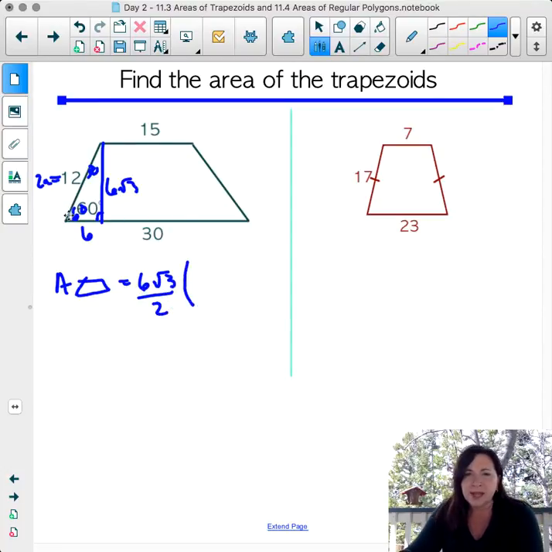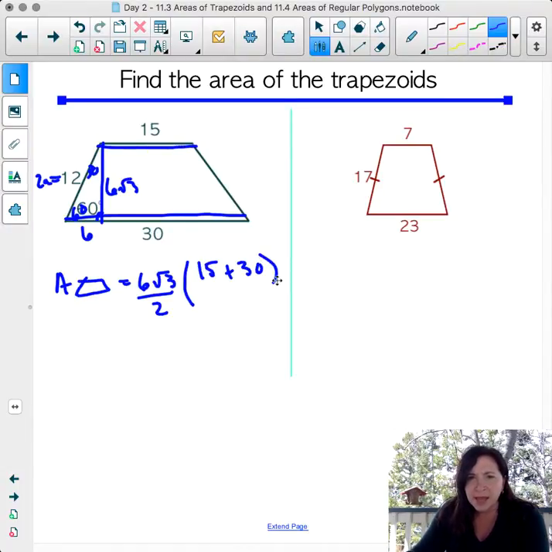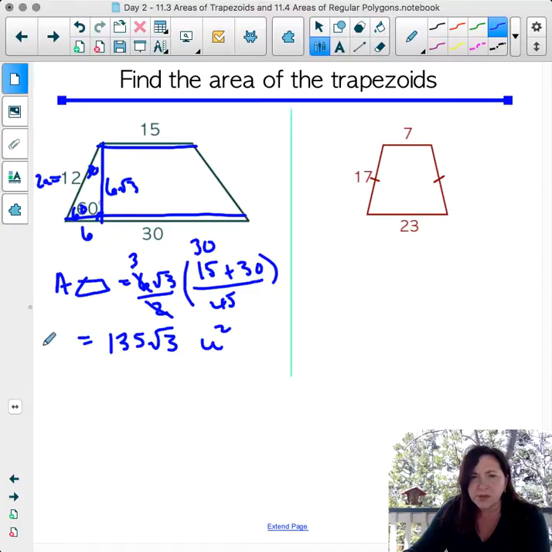Now remember, the base, it's the whole base plus the whole base. So it's going to be 15 plus 30. And so simplifying, I'm going to divide this 2 into this 6 3 times. 30 plus 15 is 45. So what I have is 45 here times 3. 45 times 3 is 135 root 3, and that's units squared. And so that's the area of my trapezoid.